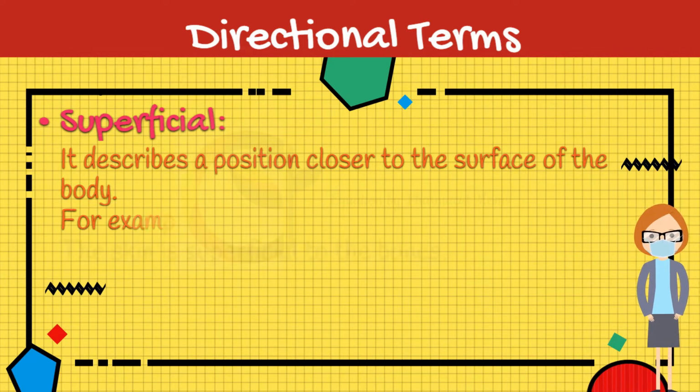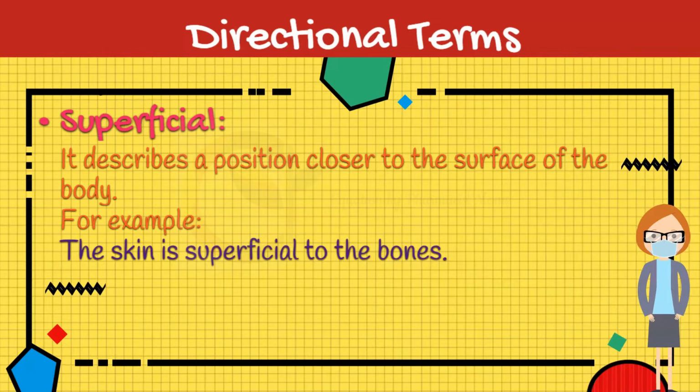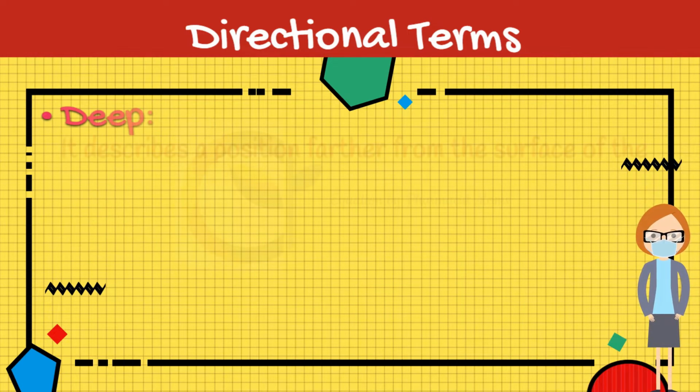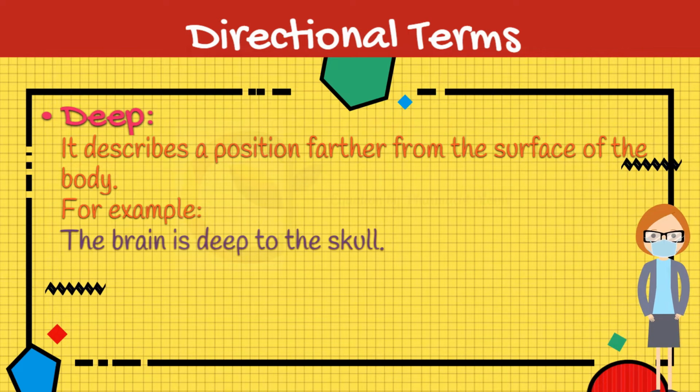Superficial. It describes a position closer to the surface of the body. For example, the skin is superficial to the bones. Deep. It describes a position farther from the surface of the body. For example, the brain is deep to the skull.